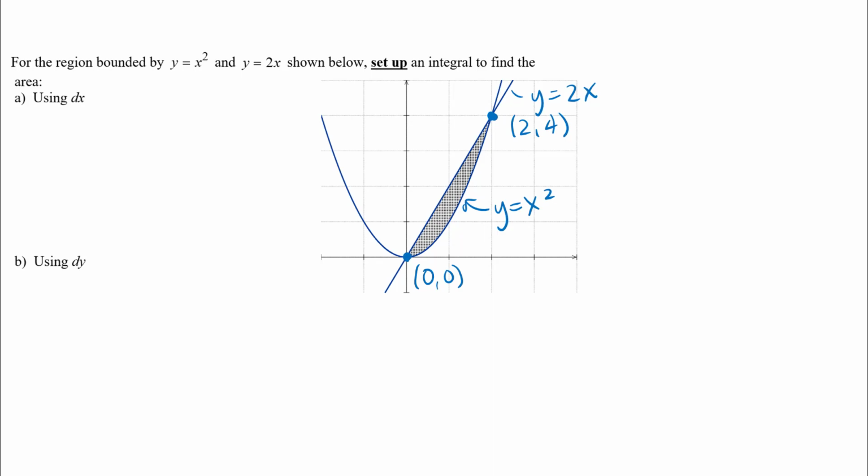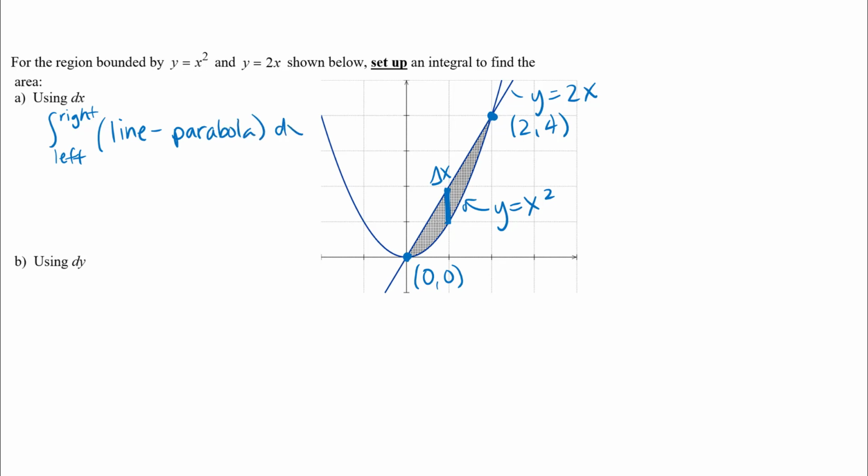Okay, so if I want to set this one up using a dx integral first, then I would be thinking about partitioning along the x-axis. So my little rectangles would have width delta x for the dx integral, and then the height of those rectangles is going to go from the line to the parabola. So I'm just going to write some words here. We're going to have our x value at the left and our x value at the right, forming our limits of integration. And then when I think about the functions here, my height of my rectangle goes from the line to the parabola, top minus bottom.